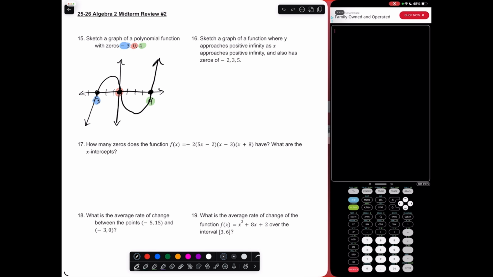All right, 16, sketch a graph of a function where y approaches positive infinity. So now this is giving us more information. So we're going to draw our graph. Now remember, infinity would be positive up and right, negative down and left. So same idea. 1, 2, 3, 4, 5. 1, 2, 3, 4, 5. We have zeros at -2, +3, and +5. So let's highlight those so we know what everything is.